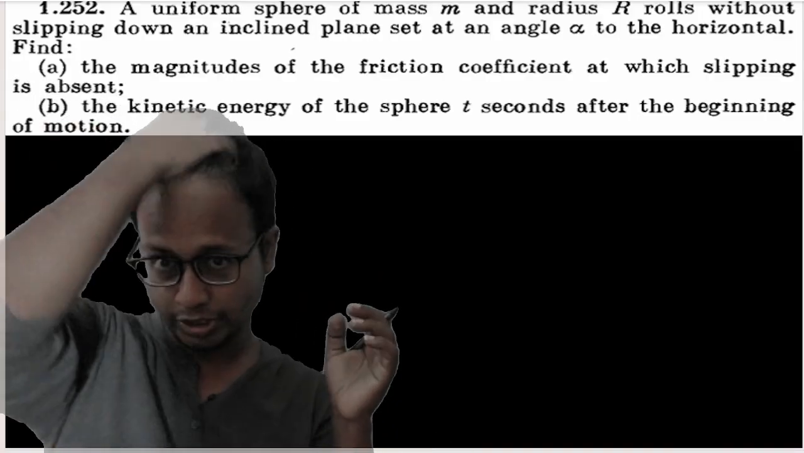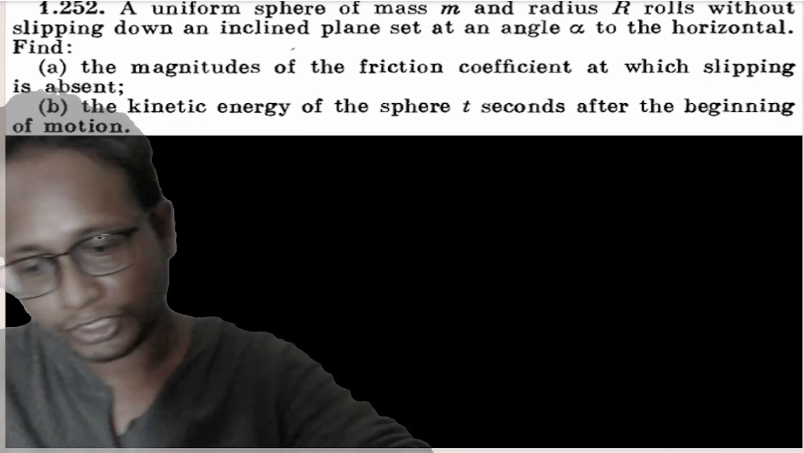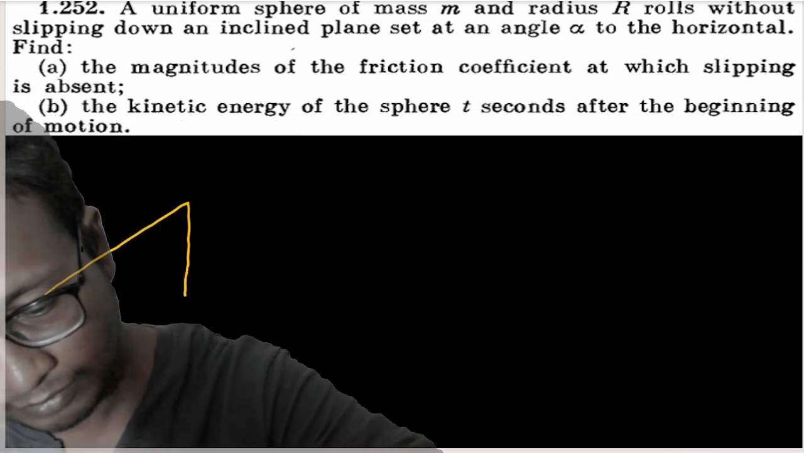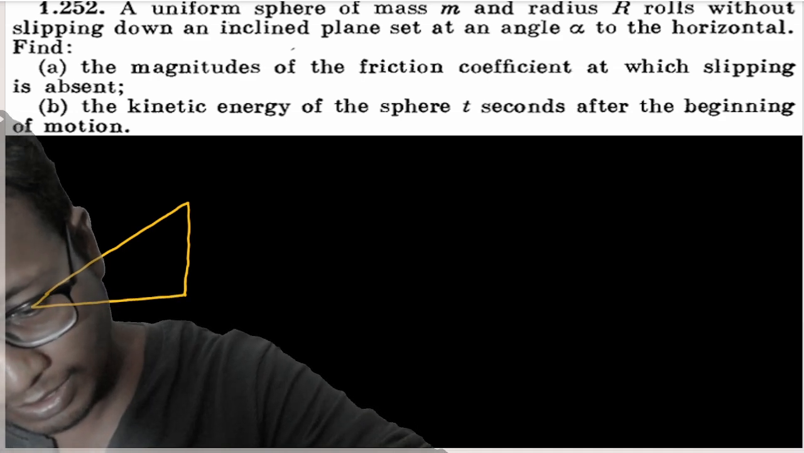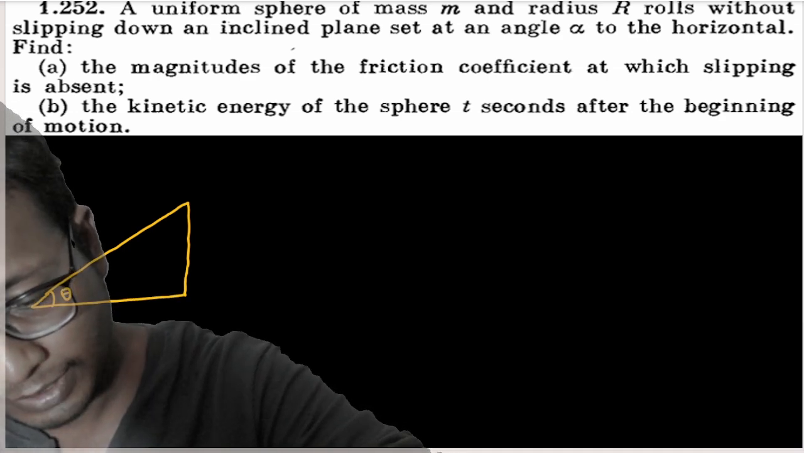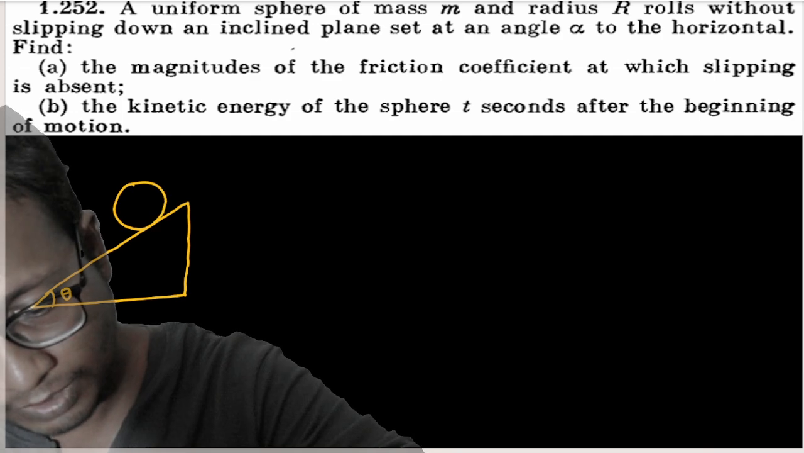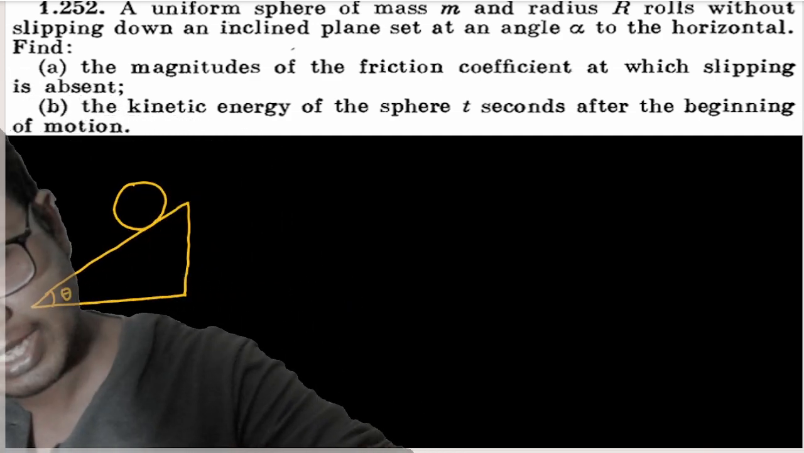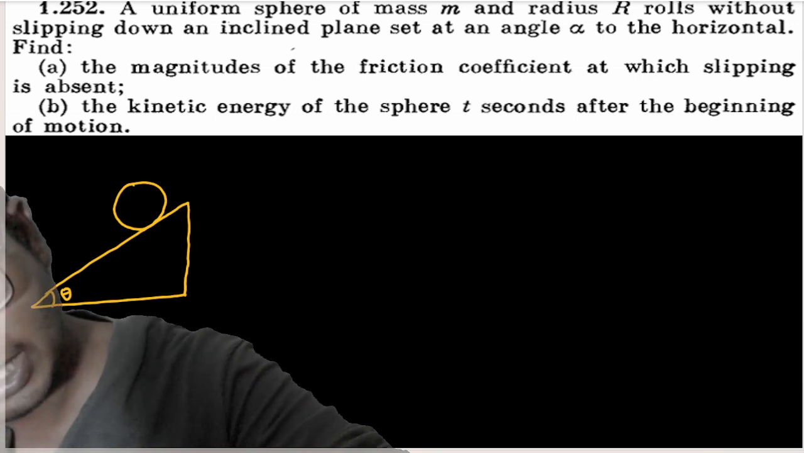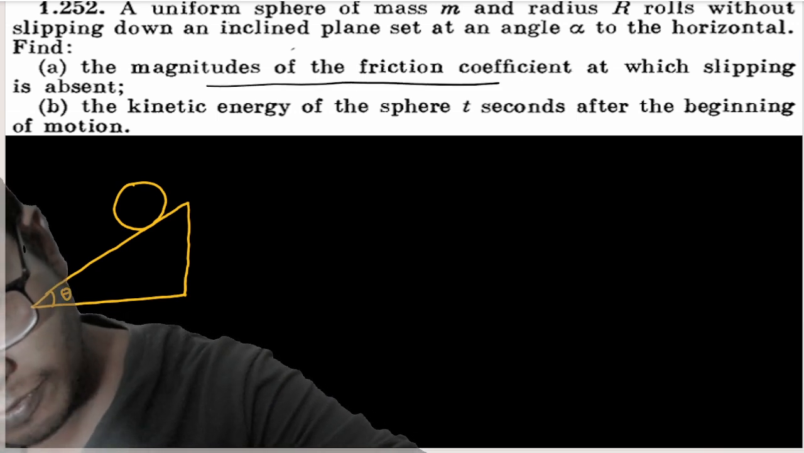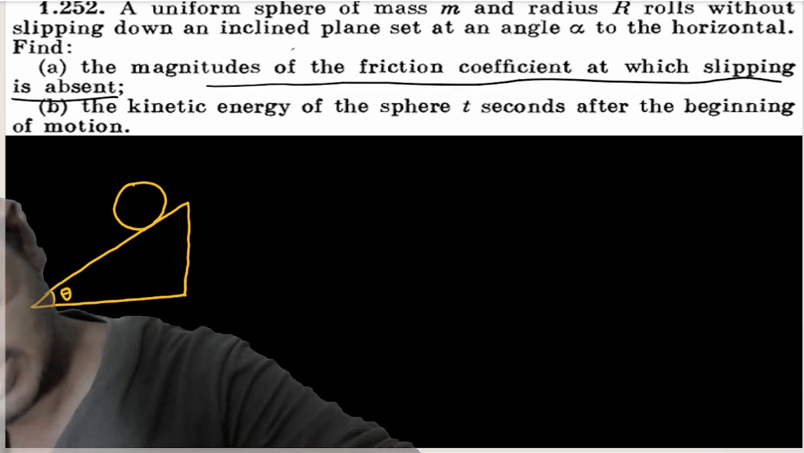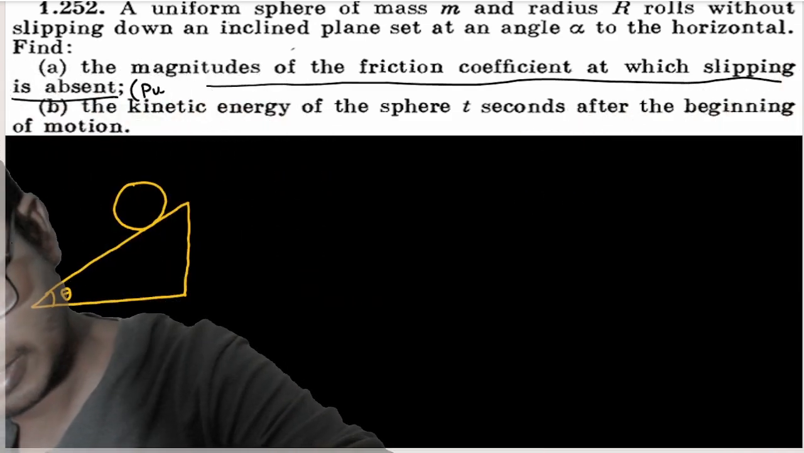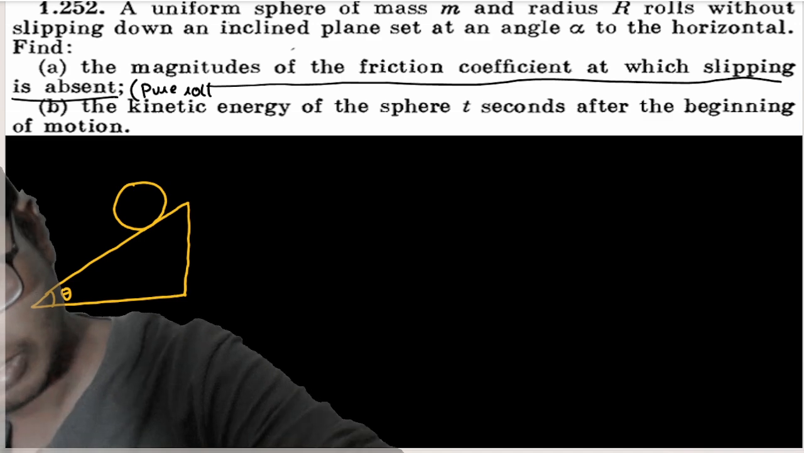Now let's solve this question with the principles that you have learned. In this question, there is a uniform sphere that is rolling down an incline. Let the angle of the incline be theta. There is a sphere out here, and it is rolling down. The case is pure rolling. How do I know? Find out the magnitude of the friction coefficient for which slipping is absent. So if slipping is absent, that means pure rolling. No slipping is occurring out here.